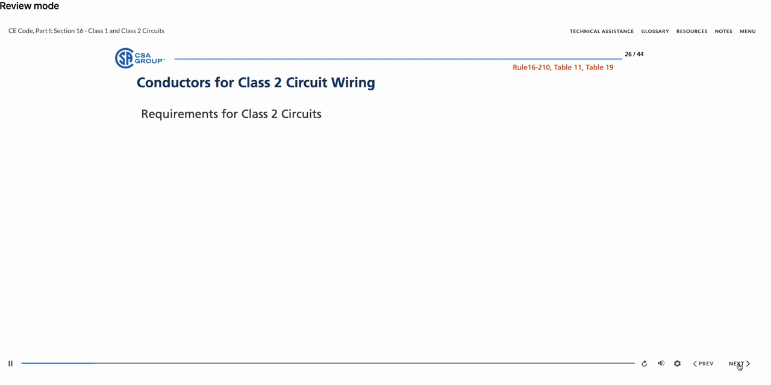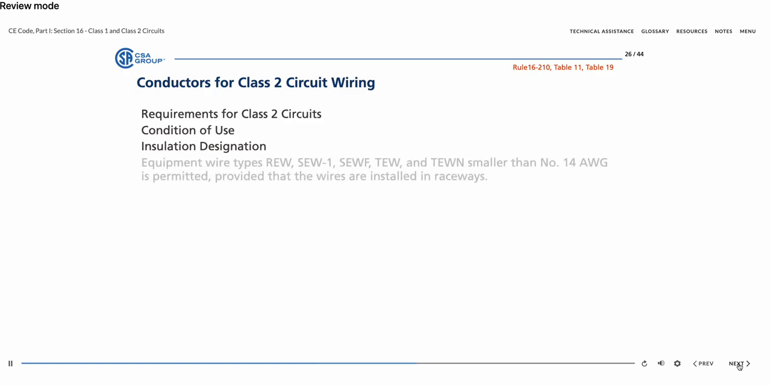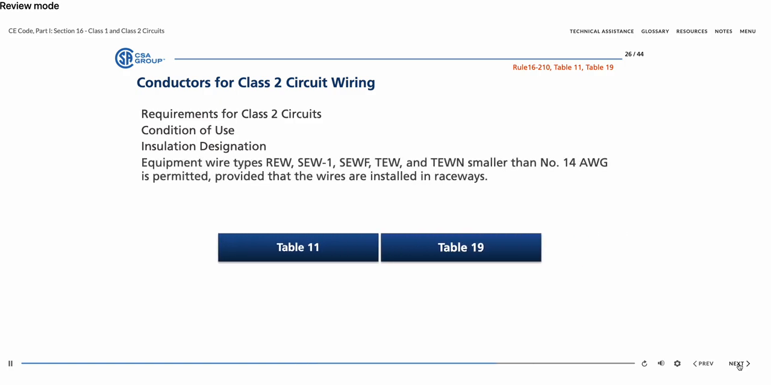The requirements for Class 2 conductors are outlined in Rule 16-210. The conditions of use and insulation designation for Class 2 conductors are shown in Tables 11 and 19. Click each link to display each table.